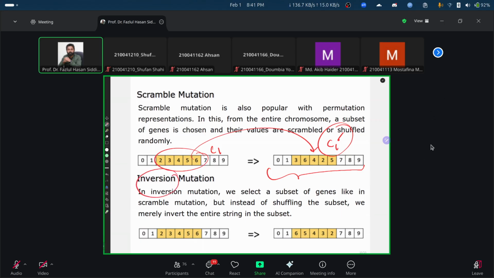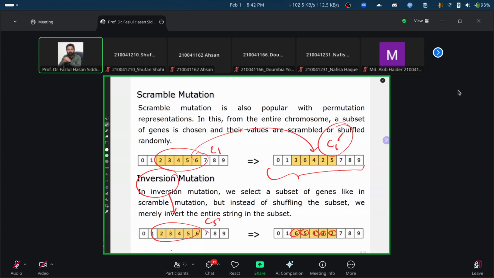Finally, the inverse mutation is again something like scramble, but this is just the reverse. For example, this is a subset of the child, say child 5, and possibly they are in conflict. They are creating too much conflict. Rather than scrambling, we can just reverse the order. So 2 will go to 6. It's like 2, 3, 4, 5, 6, and now we'll write 6, 5, 4, 3, 2. It's getting reversed, I mean inversed. That is called inverse mutation.